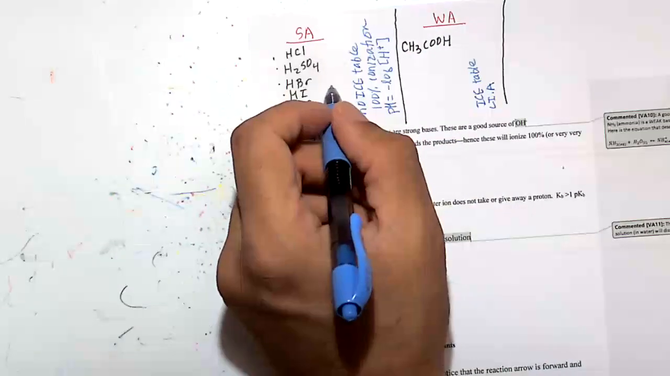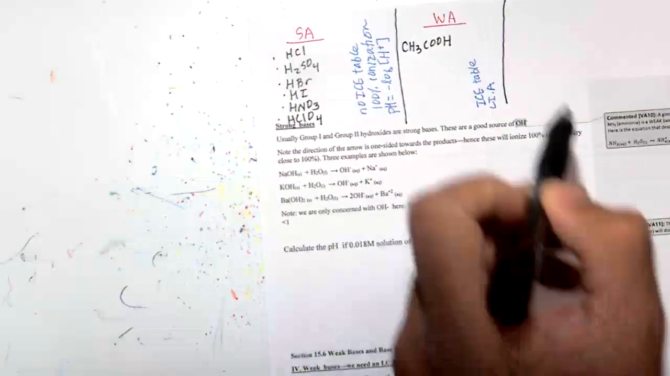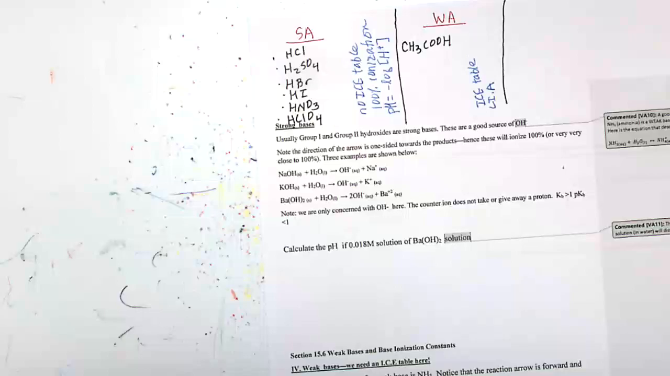Okay, this is a good source of H+. This is a weak source of H+. These acids are weak sources of protons. These acids are very strong sources of protons.